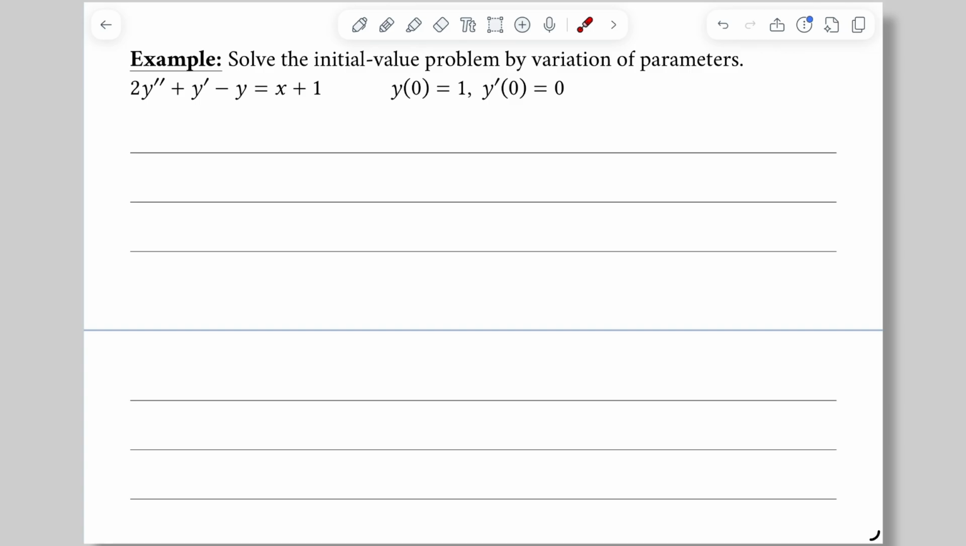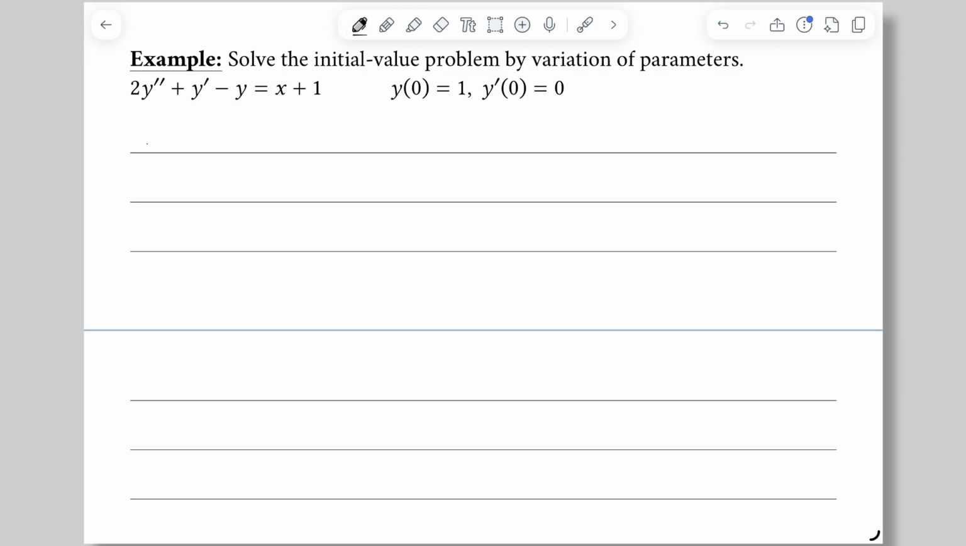Here we have an initial value problem, 2y'' + y' - y = x + 1. Initial conditions are y(0) = 1 and y'(0) = 0. We could totally solve this using undetermined coefficients as in the previous set of videos, but we're going to do this using variation of parameters.